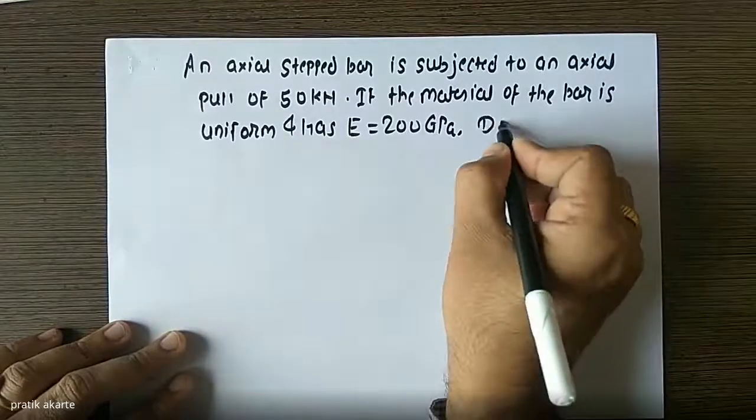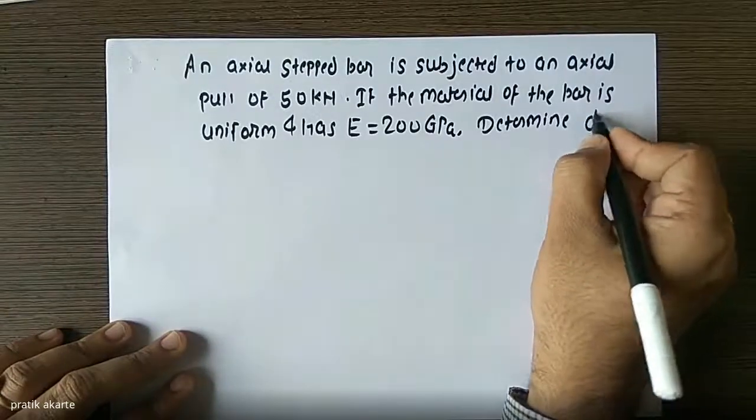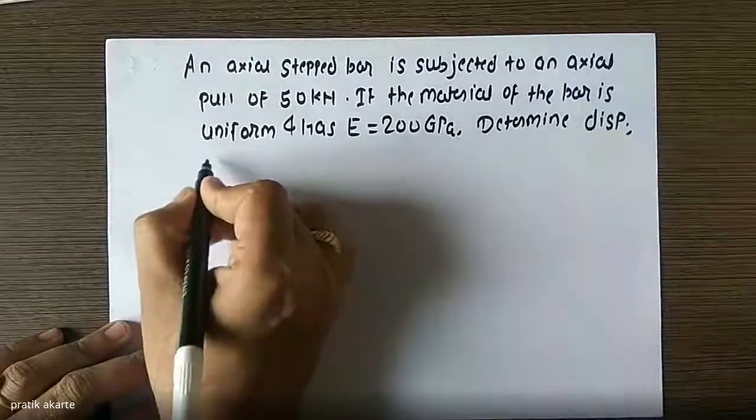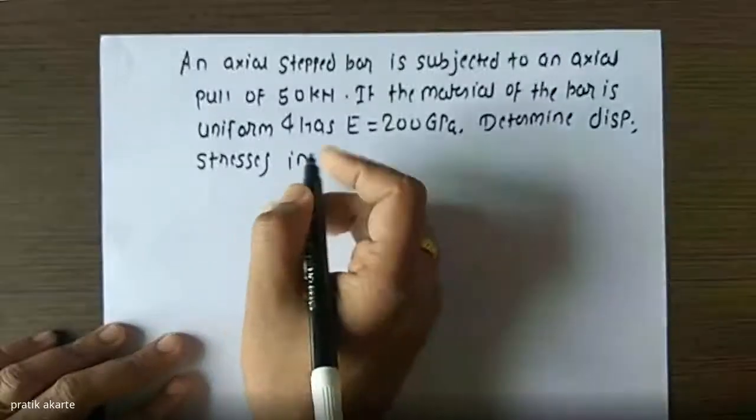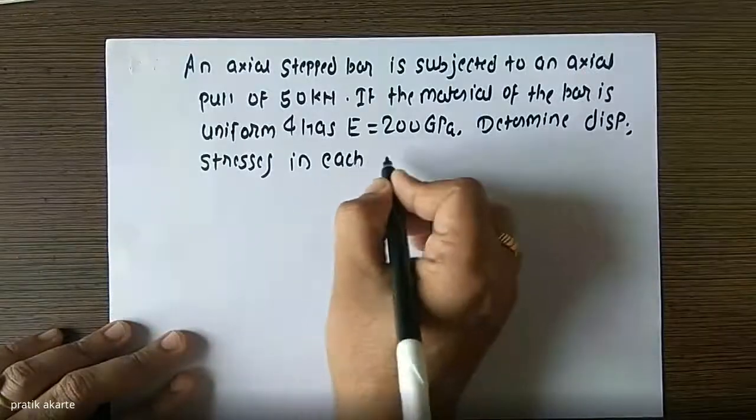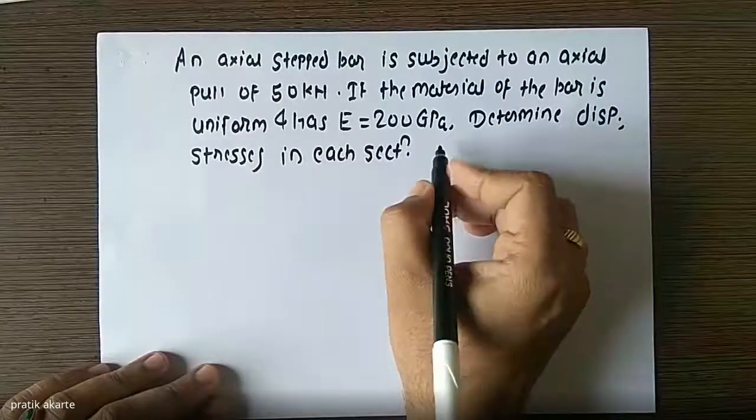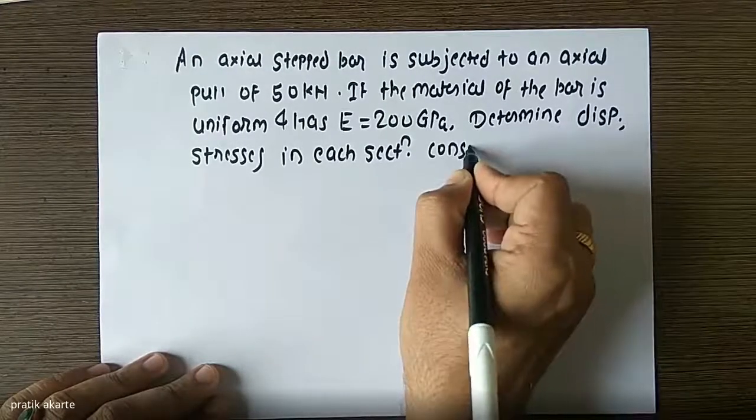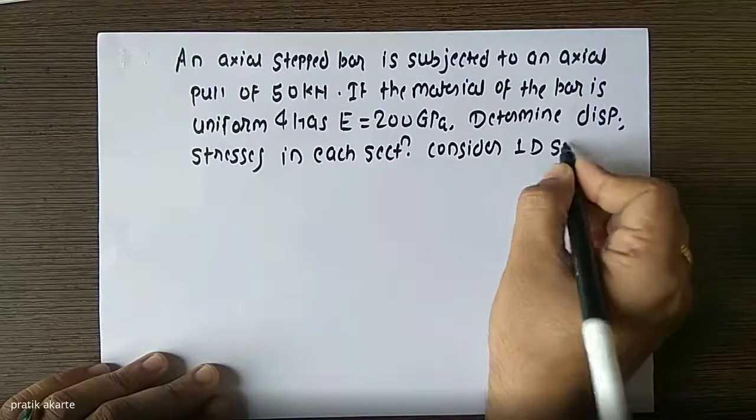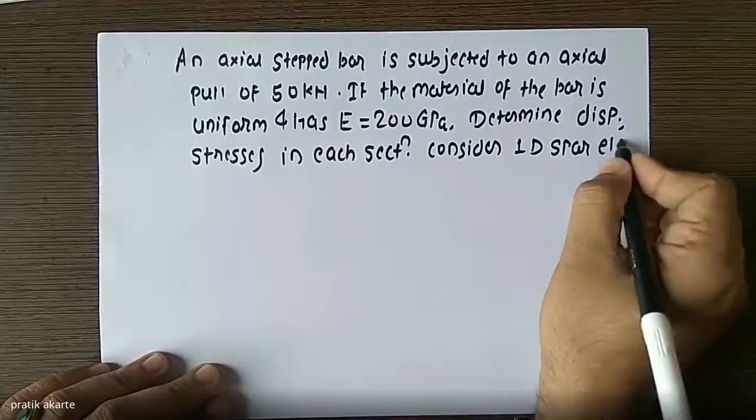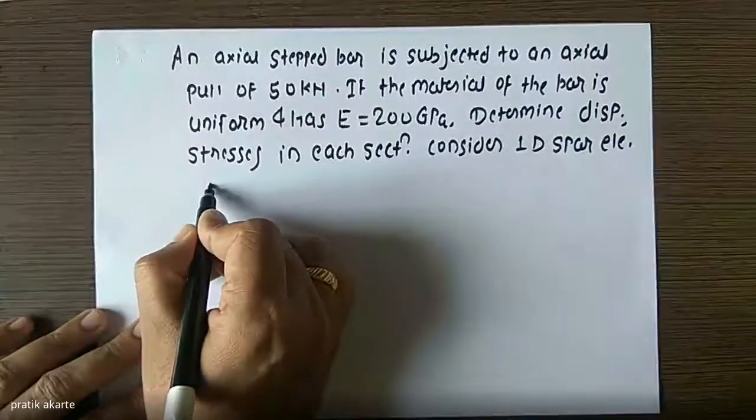we have to determine the displacement and stresses in each section. We have to consider a 1D spar element, which is the simplest type of element. So the diagram is given something like this.